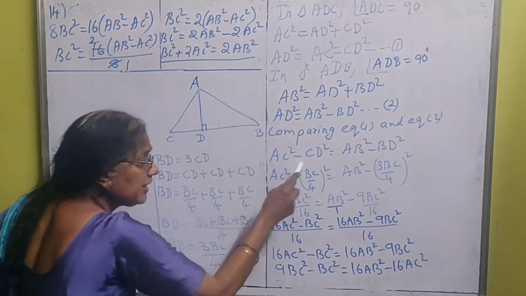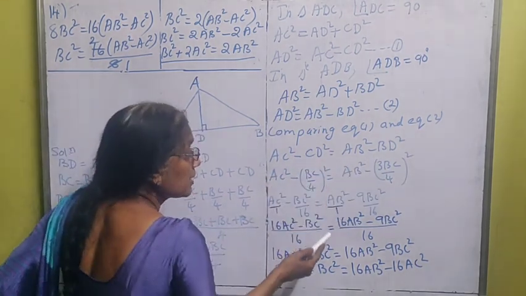Now we have the value of CD and we have the value of BD, so we are going to substitute those values.